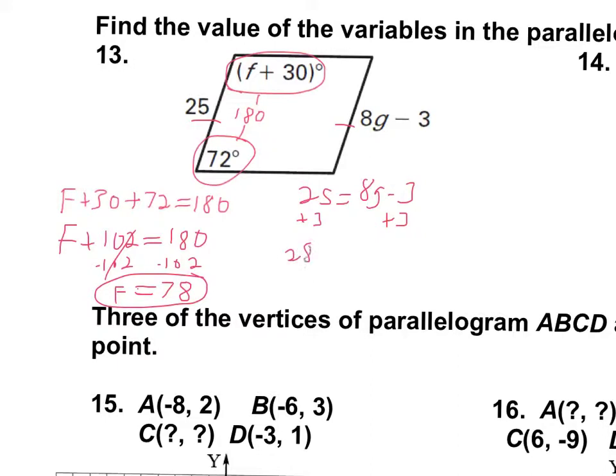So add 3 to both sides. I mean, really, you know how to solve these equations. It's the setting up part that is new. And then we would have to divide both sides by 8. So 28 divided by 8. I don't think it comes out evenly, but I type it in and I get 3.5.